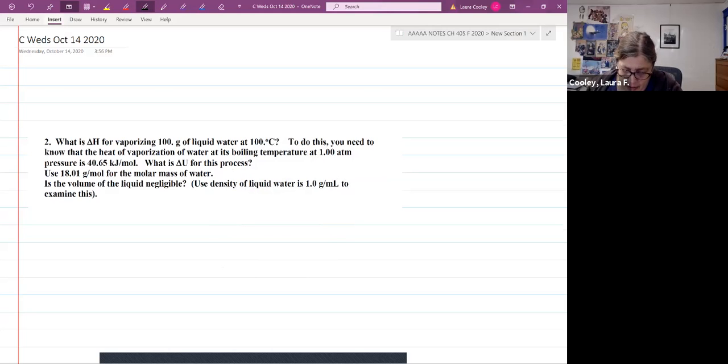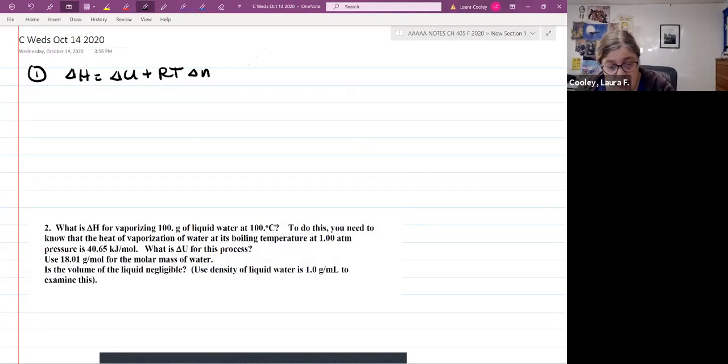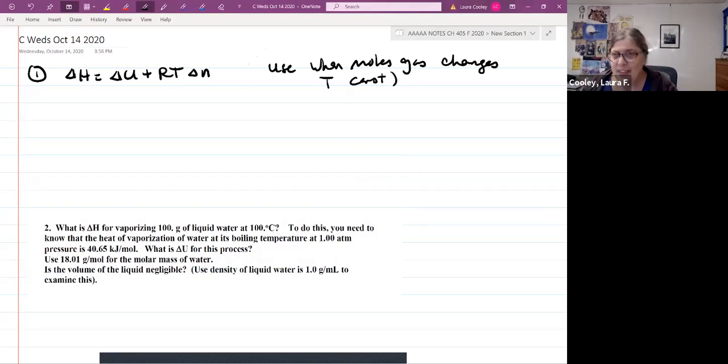And I just want to go over again what equations we have. We have delta H is delta U plus RT delta N. You use this when the moles of gas changes, but the temperature is constant, or at least it's the same at the beginning and the end.